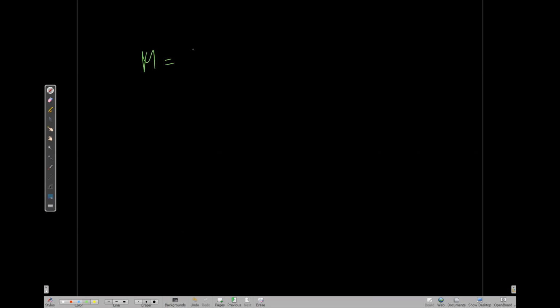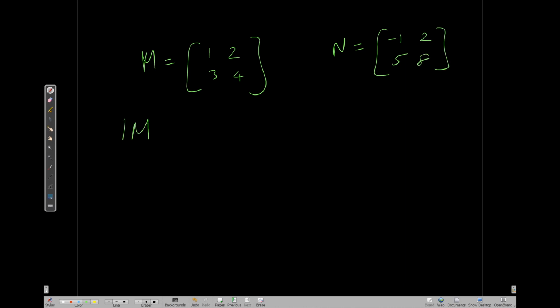How about this? M is 1 2 3 4 and N is negative 1 2 5 8. So part A, let's find the determinant of M. Part B, find the determinant of N. Part C, find the matrix product MN. And part D, find the matrix product NM.